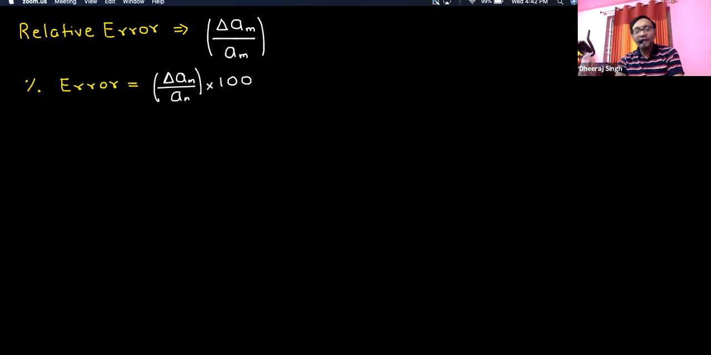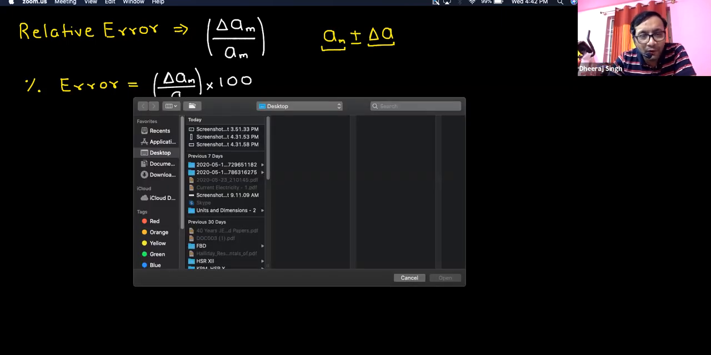Okay, so we have just learned how to calculate the error and how to write the readings. Once you get the value of error, you write the reading like this: A mean plus minus delta A. This is your error and this is your true value. Okay, so let's take an example and see how to apply it. So these are very simple examples. Don't expect very difficult questions also from this chapter anyways.